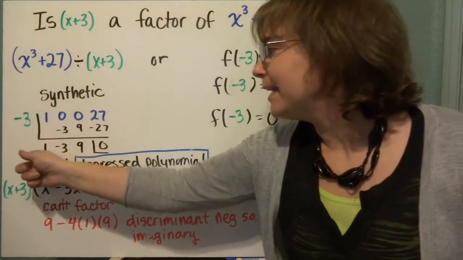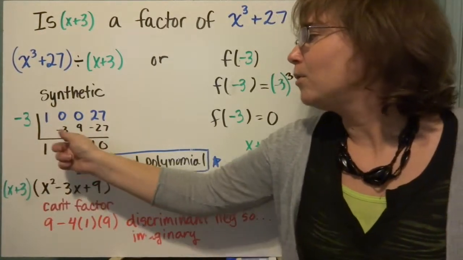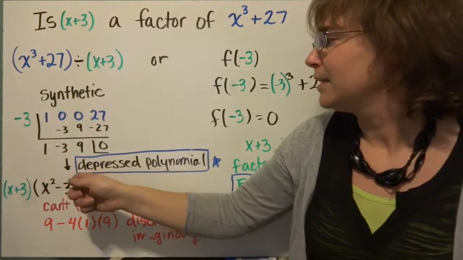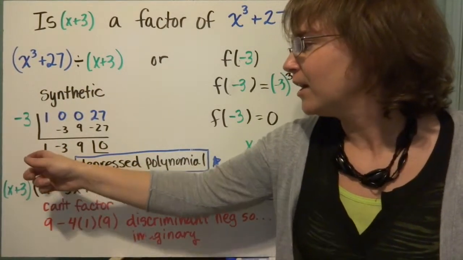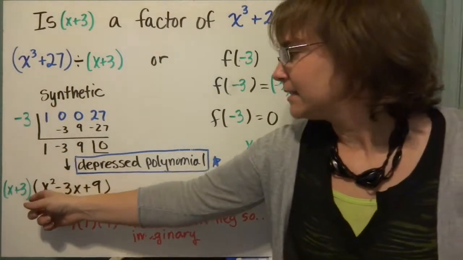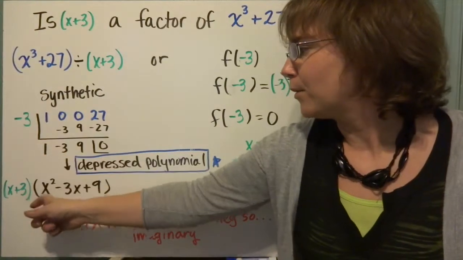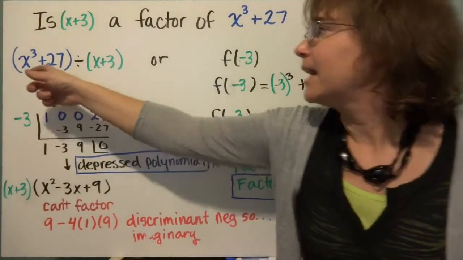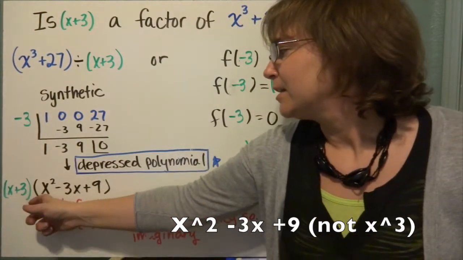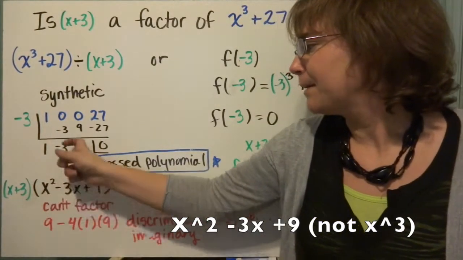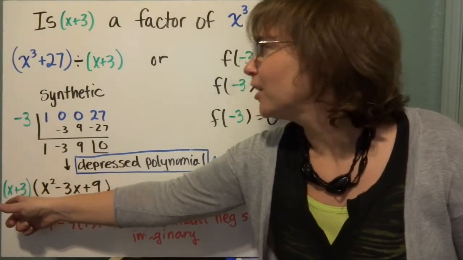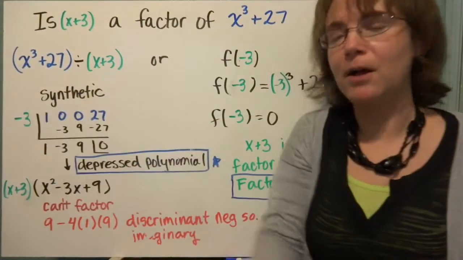Now I can rewrite this as a whole polynomial, back to my original x cubed plus 27. So I can take this part right here and rewrite it as what's called a depressed polynomial. So x squared, from that 1, I'm going 1 less because I started out as x cubed and I found out that x plus 3 was a factor. So x squared minus 3x plus 9. When I multiply that by my factor, I get back to my original polynomial.